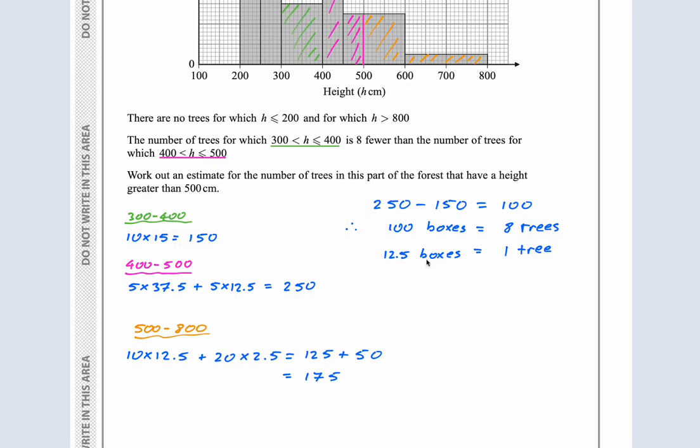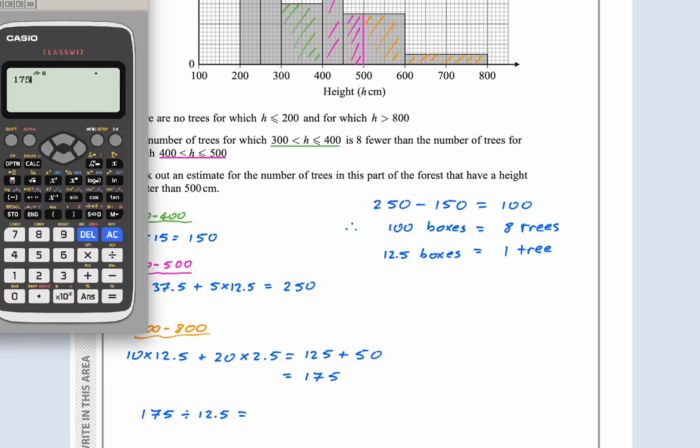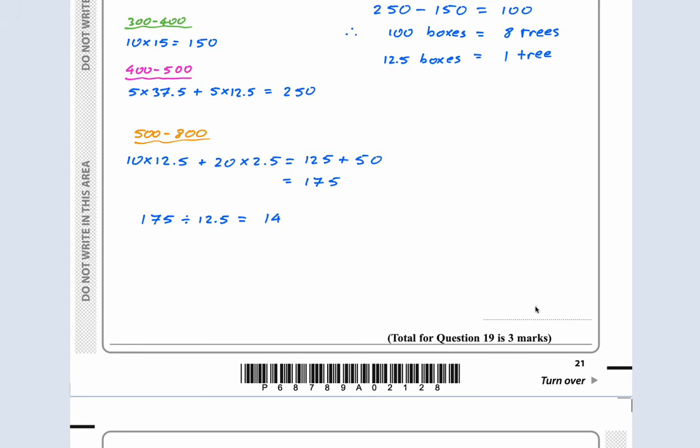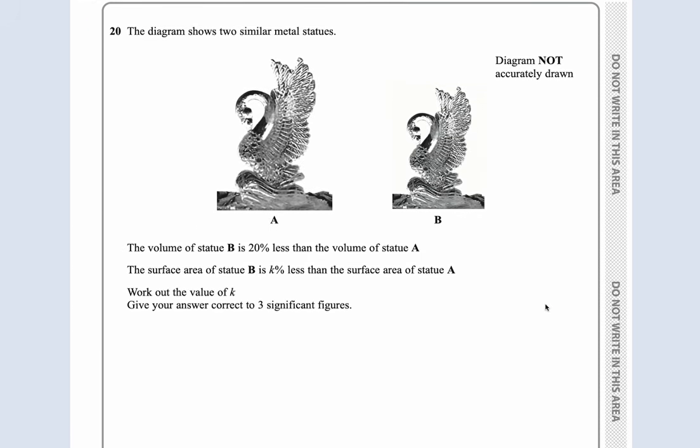We know that 12.5 boxes is one tree, so we're just going to do 175 divided by 12.5, and this should tell us how many trees in this orange area. Okay, hopefully this goes in nicely. 175 divided by 12.5 is 14, which tells me I'm almost certainly correct, because that's a nice number. Okay, that is the answer.